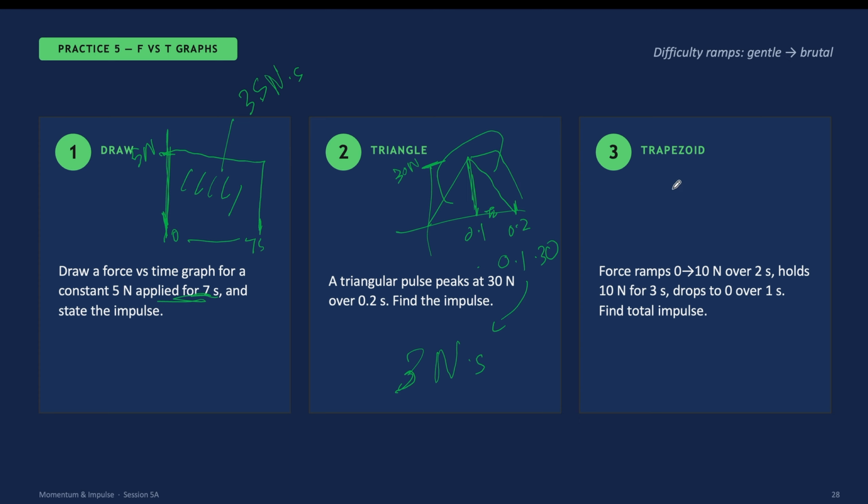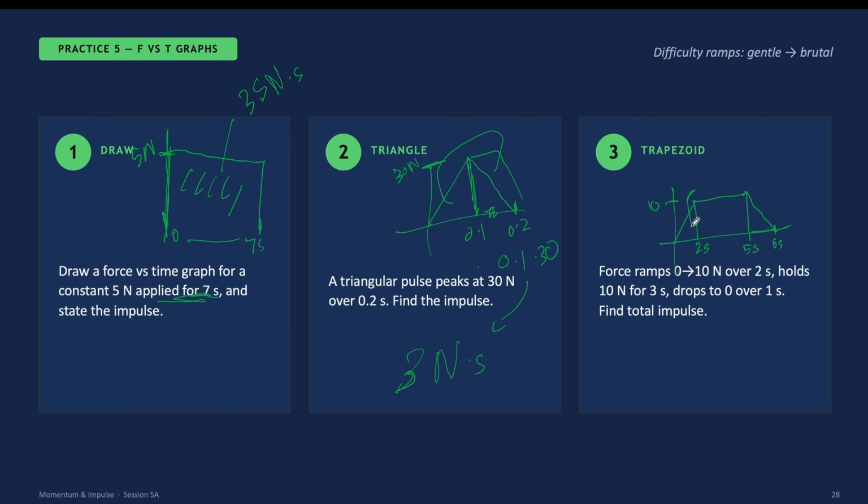Force ramps up from 0 to 10 newtons over 2 seconds. It stays at that for 3 seconds, so until 5. Then it drops to 0 over 1 second, so then 6 seconds here.